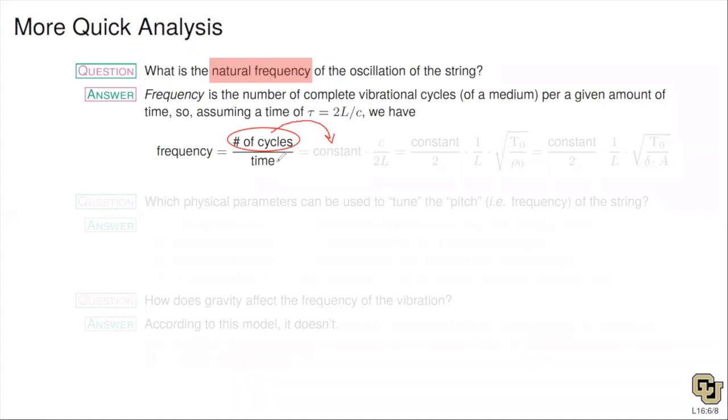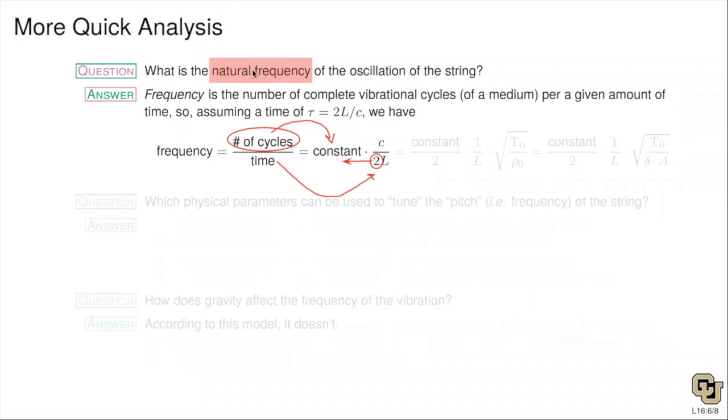And dividing by time is the same as multiplying by the reciprocal. So here, the frequency is some constant, and then you divide it by time, that's the same as multiplying by C over 2L. Okay, now let me just plug in here for C. Let me move the 2 over under the constant.